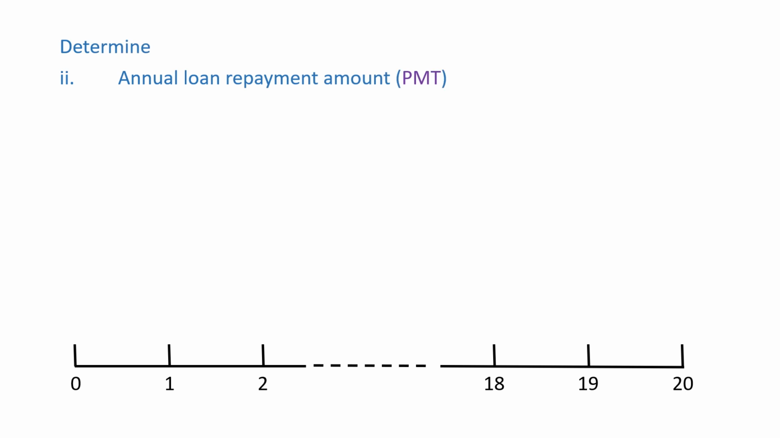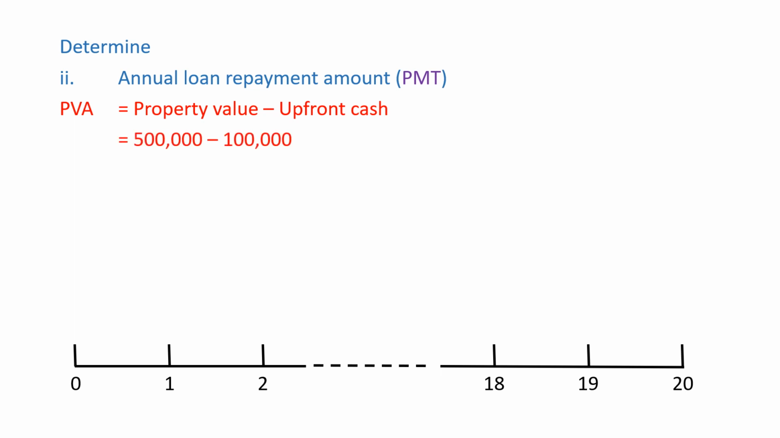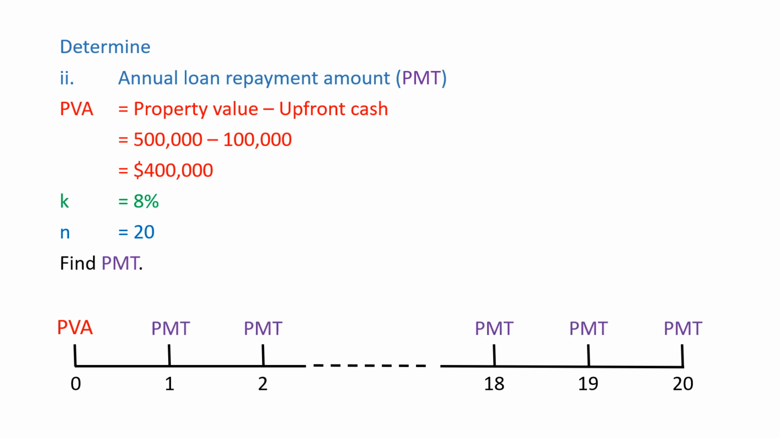Determine annual loan repayment amount, PMT. PVA equals property value minus upfront cash paid, is 500K minus 100K, gives you 400K. This is PVA. K is 8%, N is 20, find PMT.